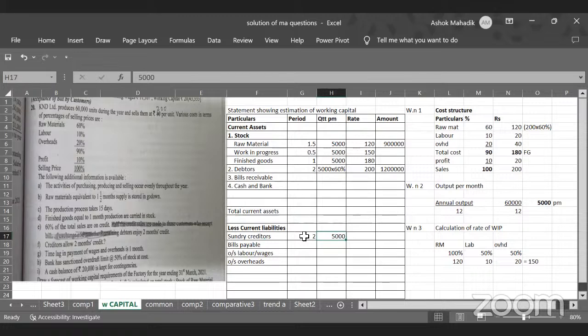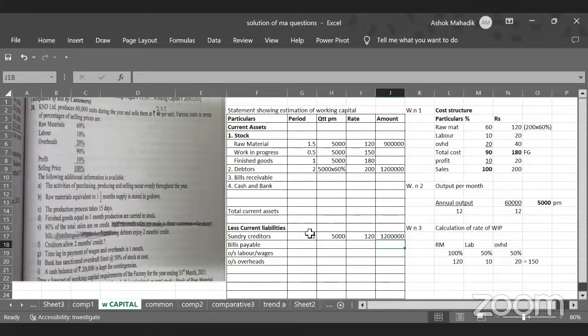Clear, students? So creditors 2, but nothing about cash purchases is given. So I'll take 5,000 full units purchased on credit. Now we are buying raw material from them, so we have to take the raw material rate, 120. Now multiply, get the answer. 2 into 5,000 into 120. How much is it? 12 lakh.